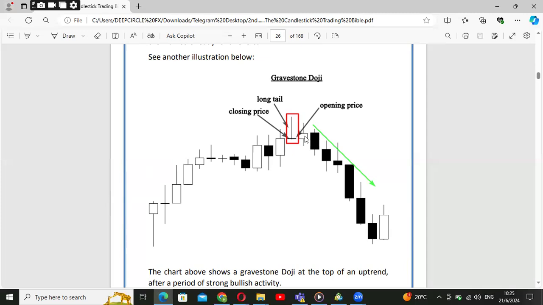So for you to avoid these drawdowns, when you see a Doji candlestick on a bigger time frame, you go to a smaller time frame, then you try to analyze using the same concepts. I'll be teaching you about those concepts, like what I said.